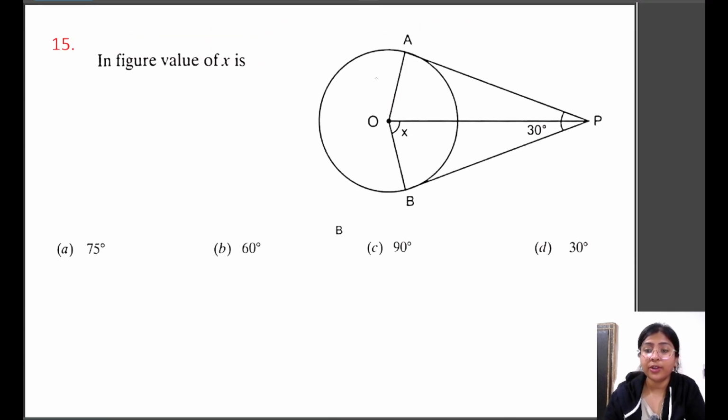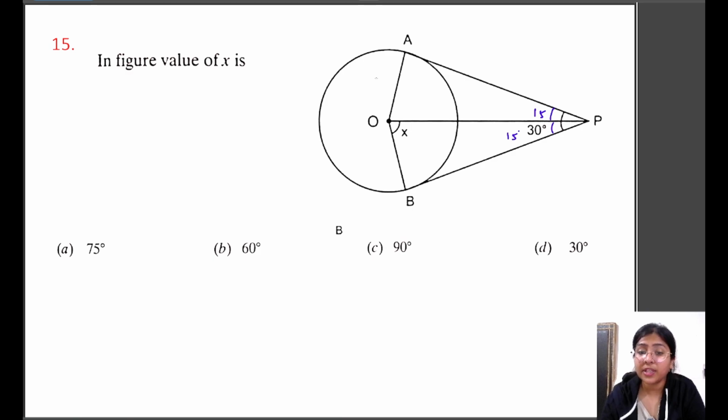Yes, we need to find out the value of x. The total angle made by the two tangents at the external point is given as 30 degrees. If this is 30, this will be 15, as well as this is also 15, because we know these two triangles are congruent to each other. So this angle is equal to this angle, and their sum is 30 degrees. So we will divide the angles 15, 15.